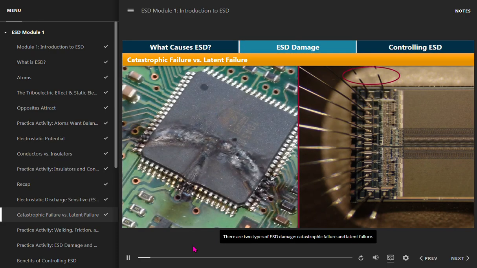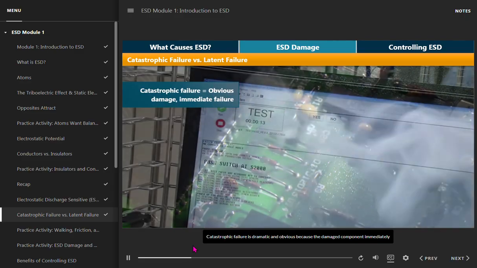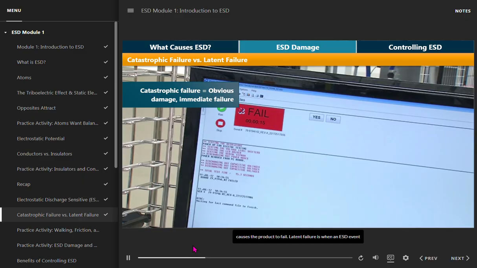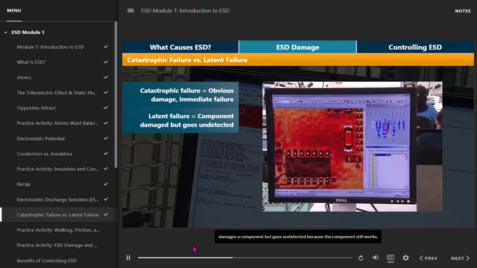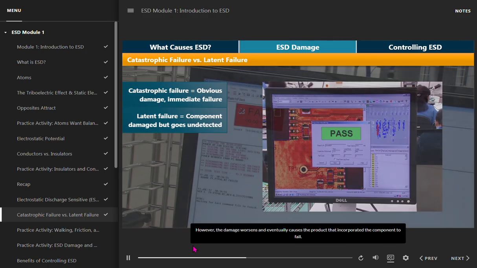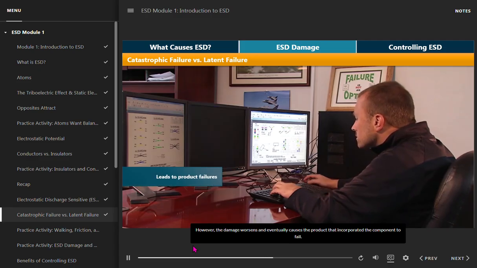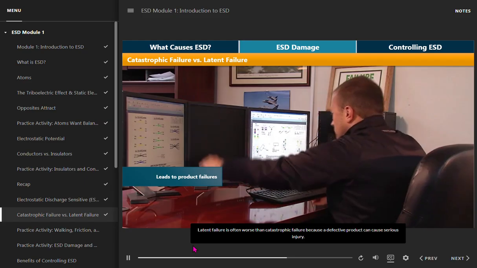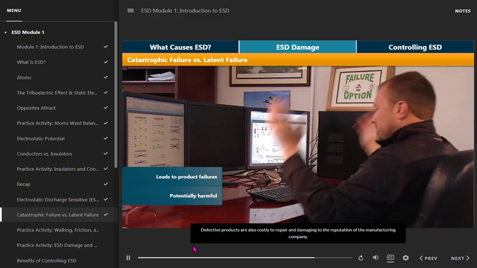There are two types of ESD damage: catastrophic failure and latent failure. Catastrophic failure is dramatic and obvious because the damaged component immediately causes the product to fail. Latent failure is when an ESD event damages a component but goes undetected because the component still works. However, the damage worsens and eventually causes the product that incorporated the component to fail. Latent failure is often worse than catastrophic failure because a defective product can cause serious injury. Defective products are costly to repair and damaging to the reputation of the manufacturing company.